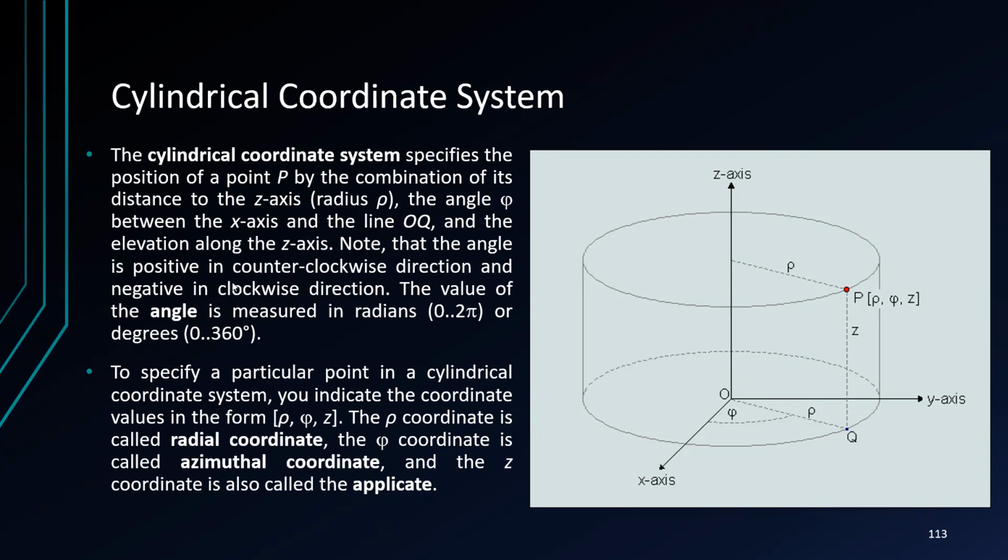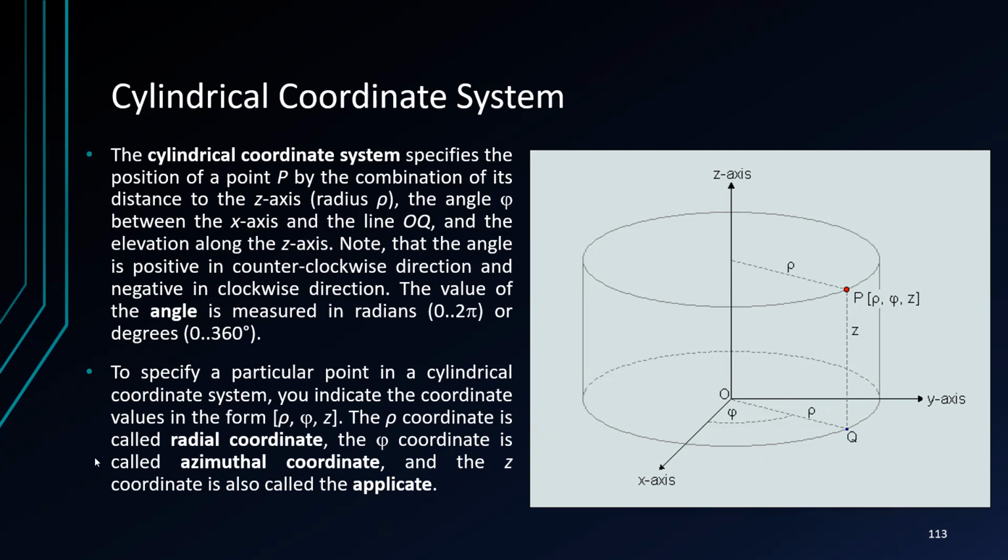Note that the angle is positive in counterclockwise direction and negative in clockwise direction. The value of angle is measured in radians 0 to 2 pi or 0 to 360 degrees. To specify a particular point in a cylindrical coordinate system, you indicate the coordinate values in the form rho, P, Z. Yan. So, sa polar din siya, kaya lang, yung symbol ang binago natin. The rho coordinate is called the radial coordinate. The P coordinate is called the azimuthal coordinate. And the Z coordinate is also called applicate.